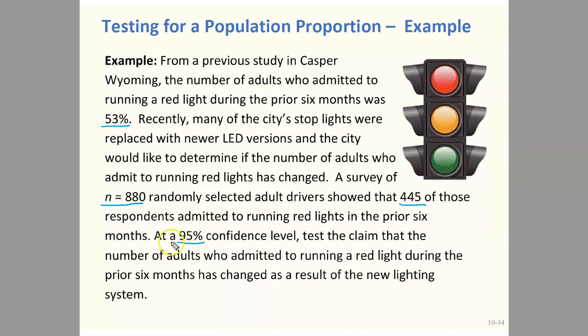So at the 95% confidence level, we would like to test the claim that the number of adults who admitted to running a red light during the prior 6 months has changed as a result of the new lighting system. Now keep in mind, since we're dealing with a confidence level of 95%, our alpha is going to be 0.05, and our p hat value is going to be 445 divided by 880, which is approximately 0.506. So you see this number 0.506 is different from 0.53, but the question is, is it significantly different? That's what we have to determine. So let's take a look at the solution to our problem here.